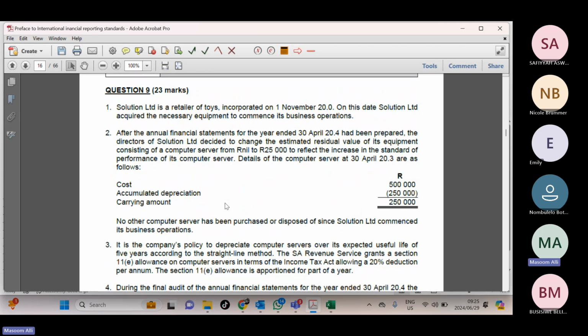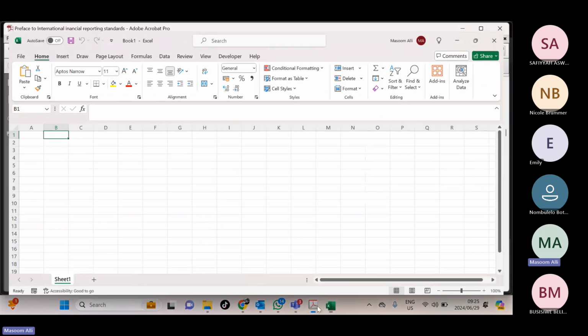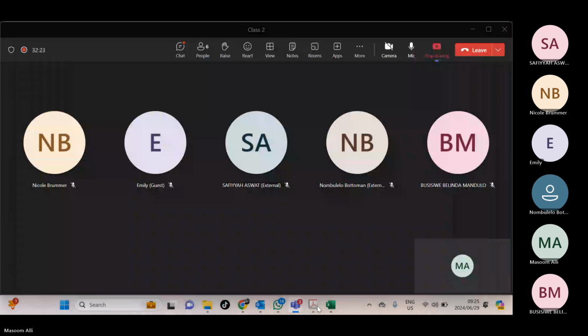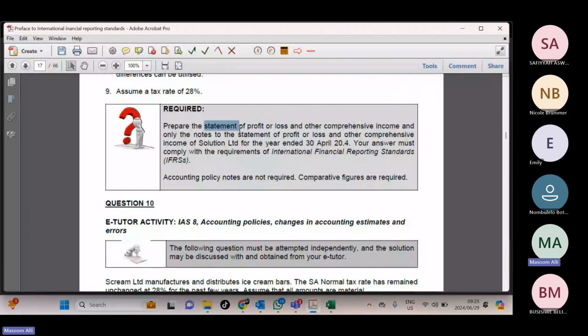I will make it available to you guys on your own. It's not a very difficult one. The main thing with this is just understanding, again, the process, right? So what I would do is go to the required, always go to the required. What is the required? Prepare the statement of profit or loss and other comprehensive income, and only the notes to the statement of profit or loss and other comprehensive income will be entered.